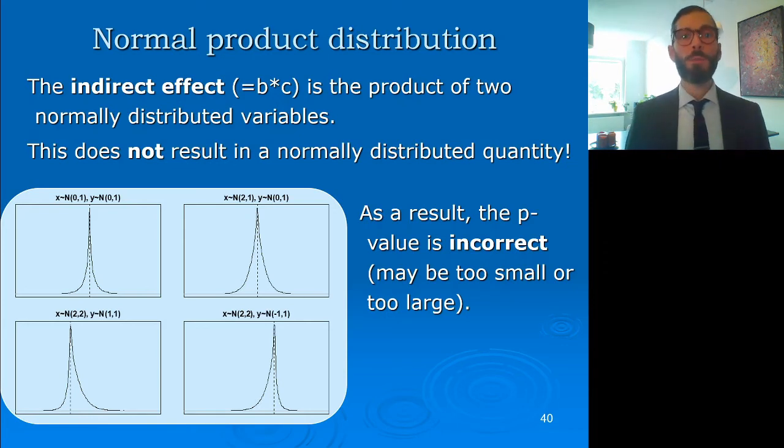So if we represent the sampling distribution as a normal distribution, but in reality it is very peaked and skewed, then we get biased p-values. So the p-value may be either too small or too large. In either case, it is not accurate. So the Sobel test is based on an assumption of normality, but usually with a product of coefficients, that assumption is violated.